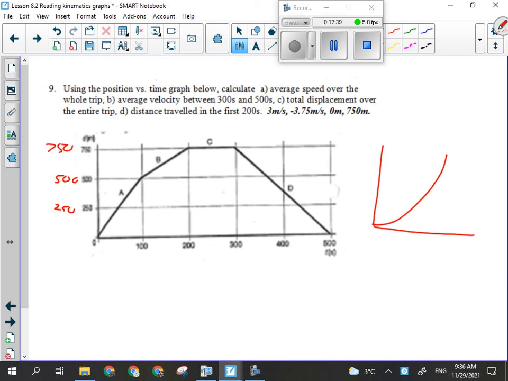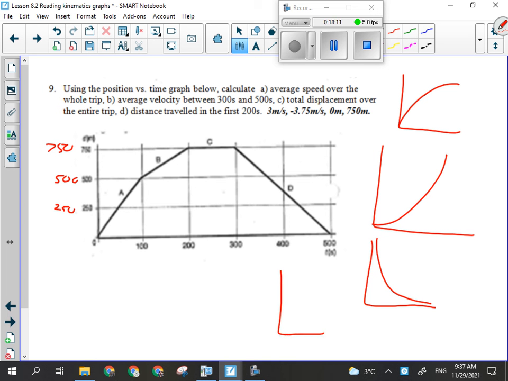Would we ever have to do calculations for an acceleration on a position versus time graph? No. You just have to be able to recognize. You might have to recognize this is speeding up, where this is slowing down. Okay, what would this one be? It's slowing down backwards. Yeah.